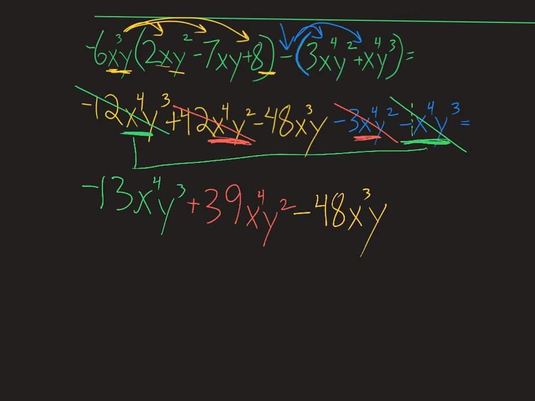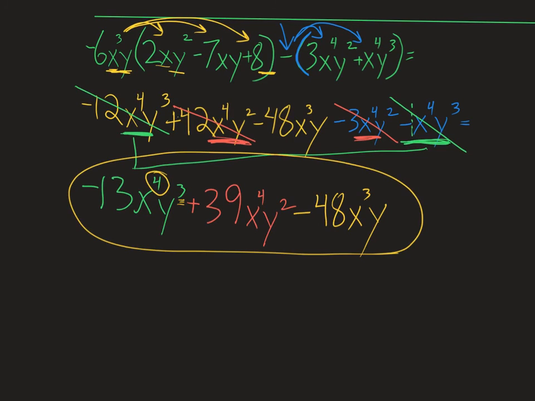Check and see descending order. Yep, we're good. 4 in the front, and he's got a 3, so we probably would go over the other 4 with a 2. And the 3 exponents in the back, so we're good. We're in standard form. And there you go.